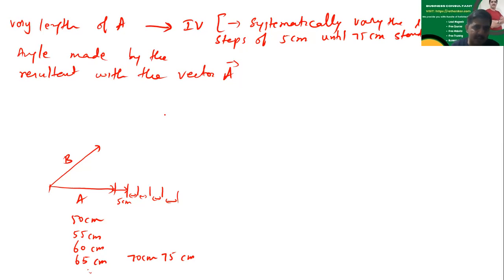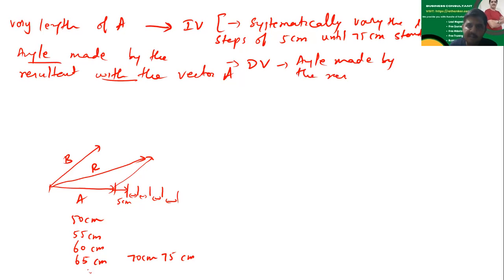The next is the dependent variable. What is a dependent variable? The angle made by the resultant vector. When you are adding 2 vectors, this would be the resultant vector. So what is the angle made by the resultant vector? I have not told you how the angle varies. We are just going to determine this. So this will be called your dependent variable. You need to write: angle made by the resultant vector with vector A.